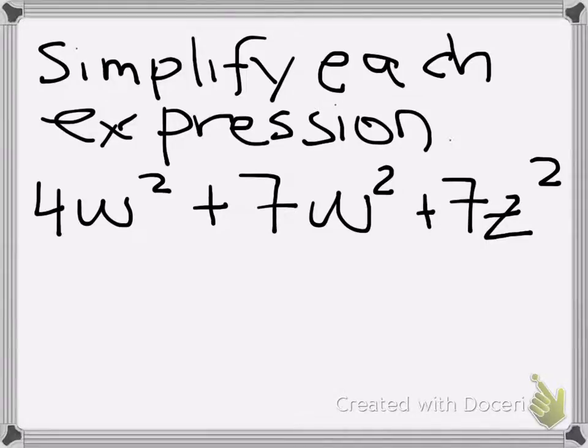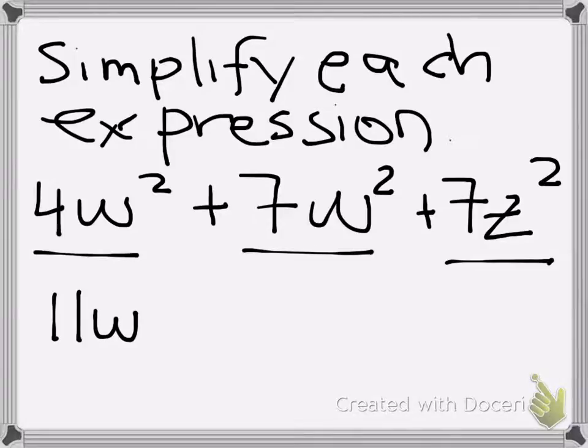Here we're going to simplify a few expressions. Here we're looking for like terms. Like terms have to have the same variable and same exponent. So if you look here, you have w squared. You also have w squared, but then you have z squared. So, since the w squareds have the same variable and same exponent, I can combine the numbers and add 4 plus 7. And then you bring the variable and the exponent along with that when you're adding or subtracting. So I'm going to have 11w squared.